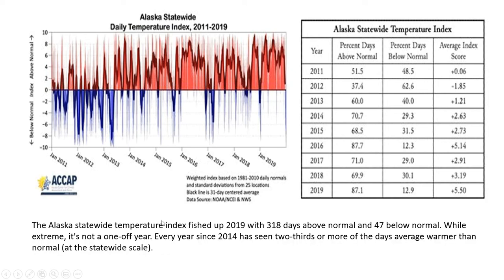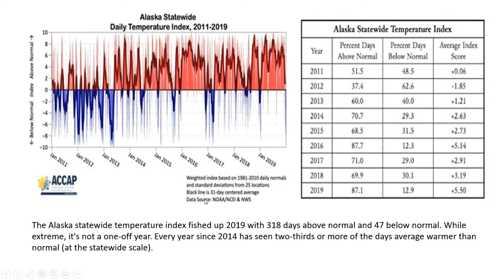The Alaska statewide temperature index finished up 2019 with 318 days above normal. Nice, that's 318 over 365, 47 below normal. While extreme, it's not a one-off year. Every year since 2014 has seen two-thirds or more of the days average warmer than normal. That's on a statewide scale. And if you go back to 2013, 60% or more. Yeah, the Arctic is warming up, folks. And what happens in the Arctic does not stay in the Arctic. It does affect the planet.